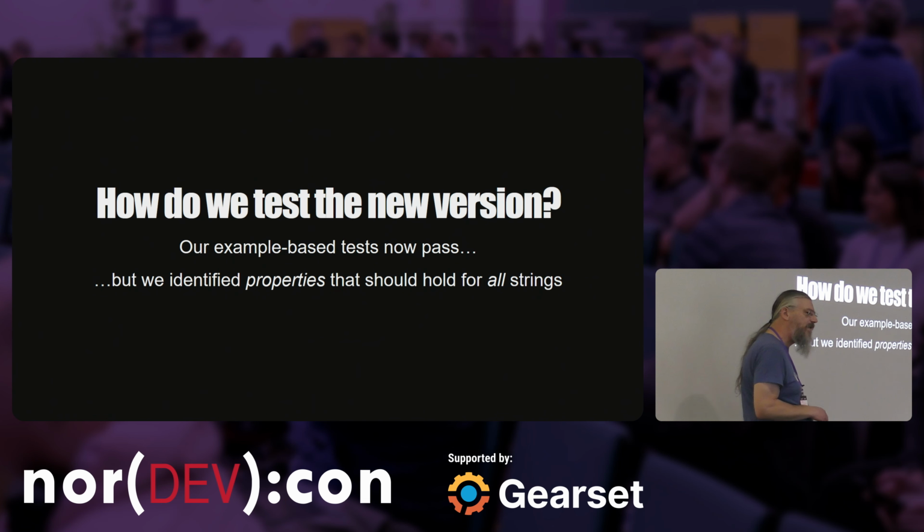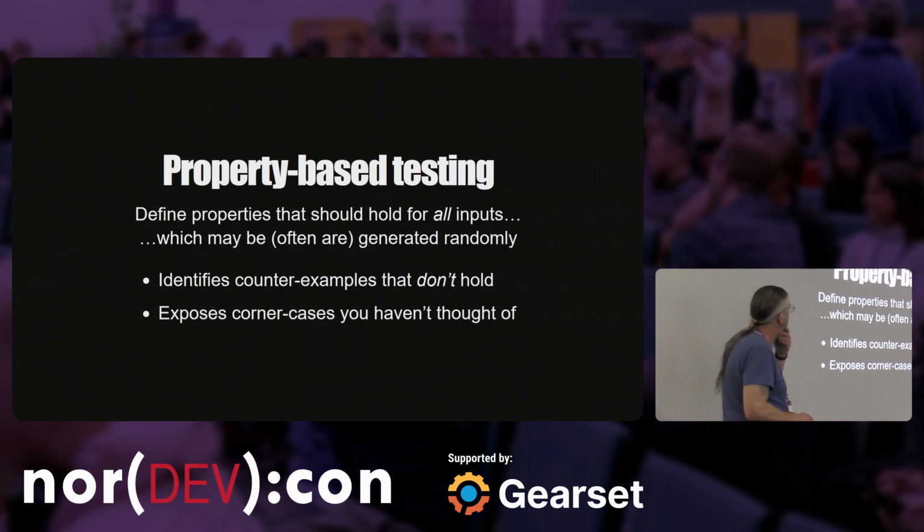How many examples do we think we need? How confident are we that our 3 example string pairs, even though we've now made it pass, mean there aren't other bugs lurking? I'm sure there are, but I haven't tested for them.